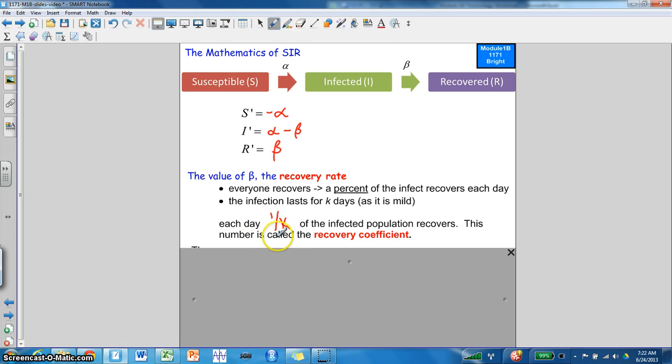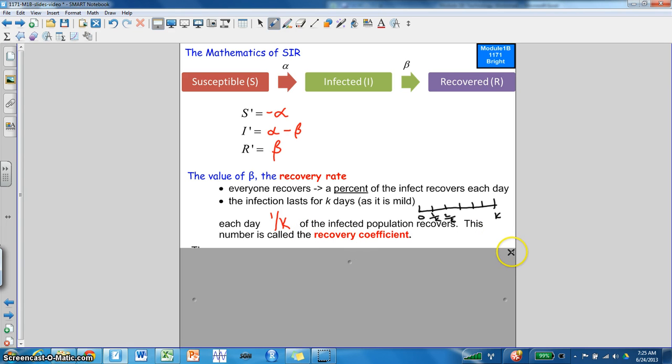Really what we're saying is that if we envision a line, let's say that this is day 0 and this is day k. At the end of day k, all the infected population would recover. So each day, if I divide this up into different tick marks, you can count the days, this would be 1 over k, and then this would be 2 over k. So each day an additional 1 over k recovers, and this 1 over k we call the recovery coefficient.